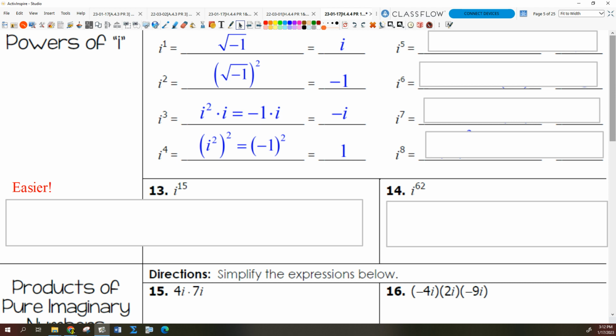Okay, so then what's i to the 5th? I want somebody who hasn't had a chance to contribute yet. What's i to the 5th? What could I do? Now I know all these. Now I know 4 powers of i. What could you do, Atticus?